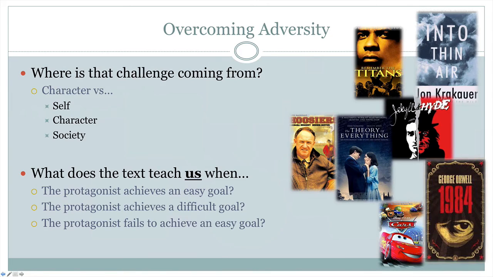And then a final thematic issue that kind of lumps into that good versus evil or conflict one is the idea of overcoming adversity. That is the thematic issue, but that is not the lesson. The lesson is derived from when we look at this and go, what happens when the character does achieve his or her goal? What does it teach us when the character does not achieve his or her goal? And we also have to look at, where is that adversity coming from?